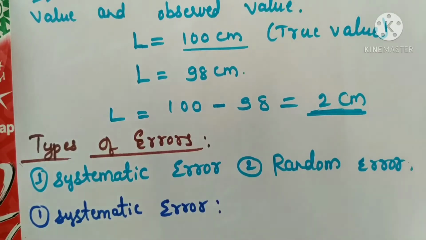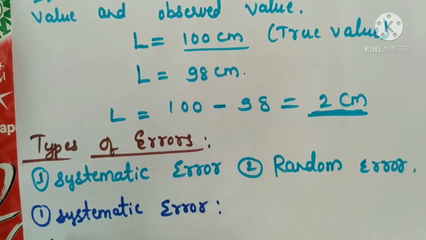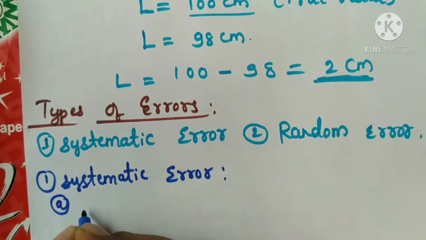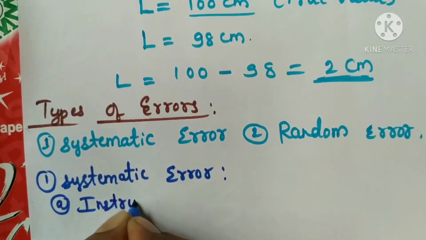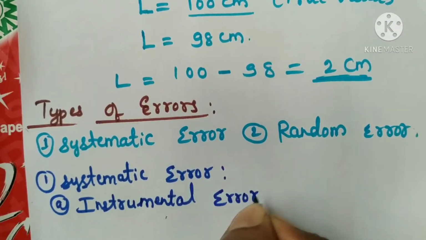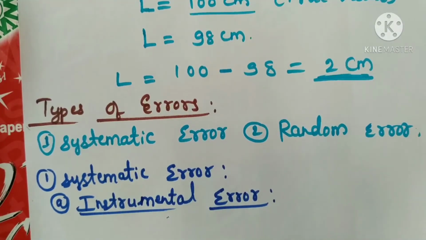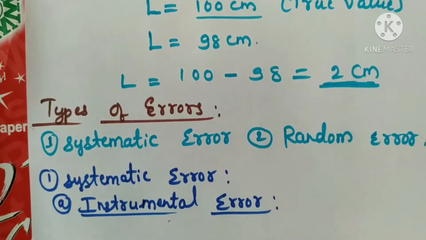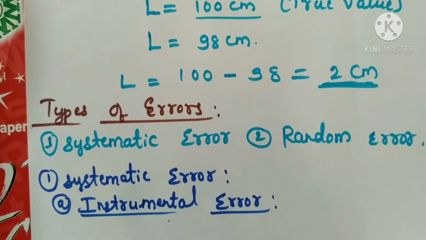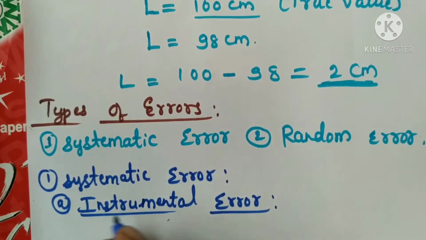In systematic error, there are mainly three types. Further, the systematic errors are classified into three types. First one is instrumental error. From the name itself we can say instrumental error means the error caused due to the faulty or improper design of the instrument. Because of improper calibration of the instrument, the errors occur, and that is instrumental error.